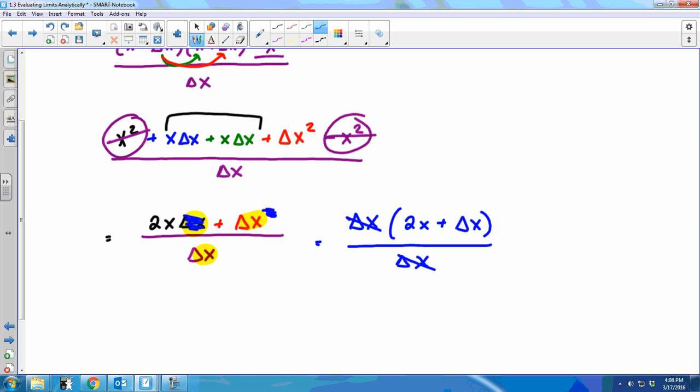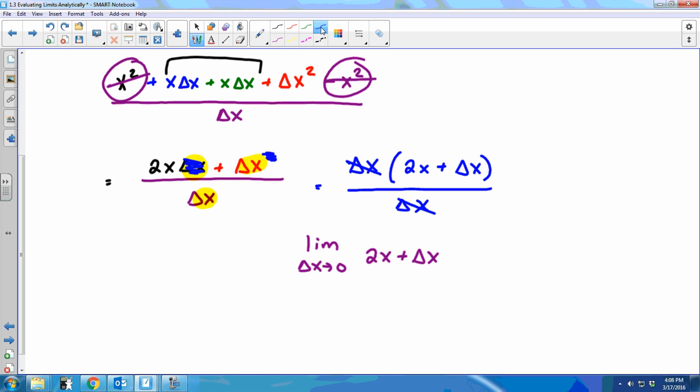So now I'm just looking for the limit as delta x approaches 0 of 2x plus delta x. And so now when I put 0 in, I have 2x plus 0, and I have 2x. There isn't going to be a numerical answer here because we have two different variables, x and delta x. So you have 2x as your limit. That's just algebra. We had to multiply two binomials. We had to factor a term out of the numerator. We had to cancel something out of the numerator and the denominator so that we could find the limit.